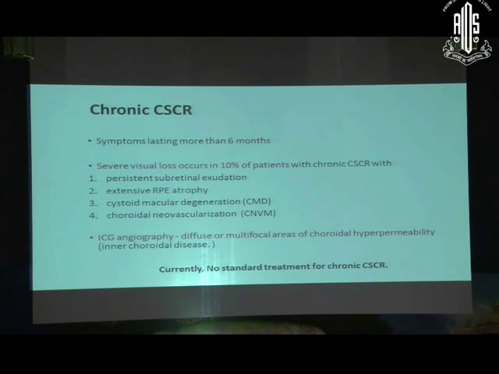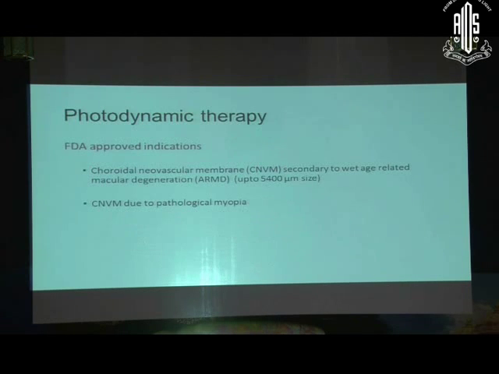Over to chronic CSR. It is defined by symptoms lasting more than 6 months, and also by fundus biomicroscopy we can see persistent subretinal exudation, extensive RPE atrophy, CMD, which is cystoid macular degeneration, and rarely CNVM. ICG angiography can be used to see diffuse or multifocal areas of choroidal hyperpermeability. Currently, there is no standard treatment for chronic CSR.